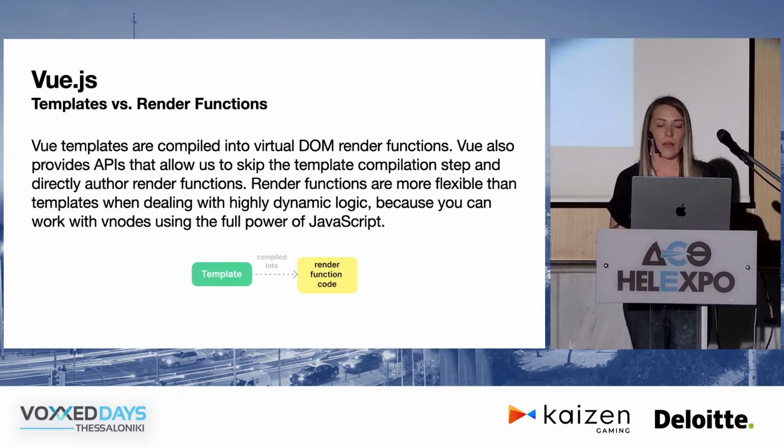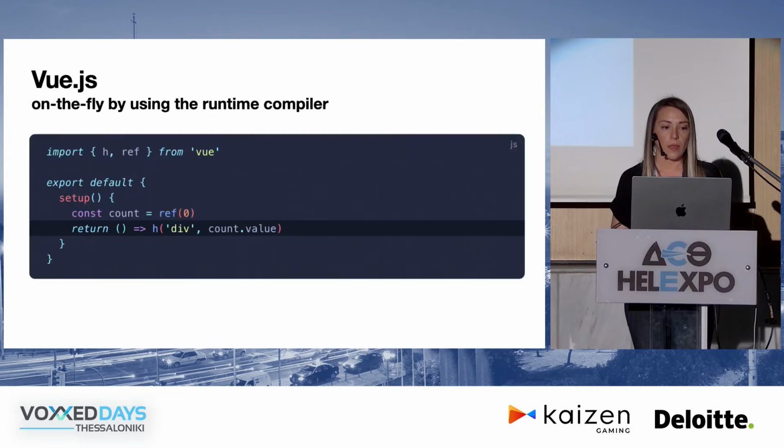Then we could also have some more dynamic logic, and maybe we can opt for it if we want to take the full power of JavaScript. The render functions would look something like this in Vue.js if we want to skip the compilation of the Vue templates.